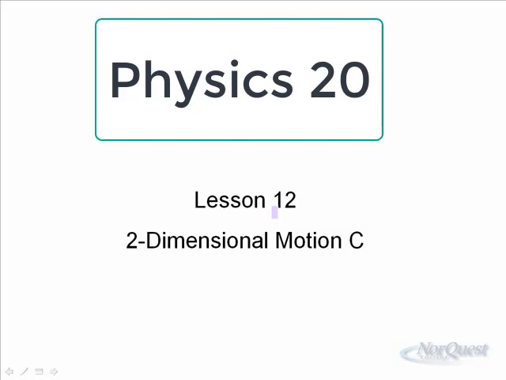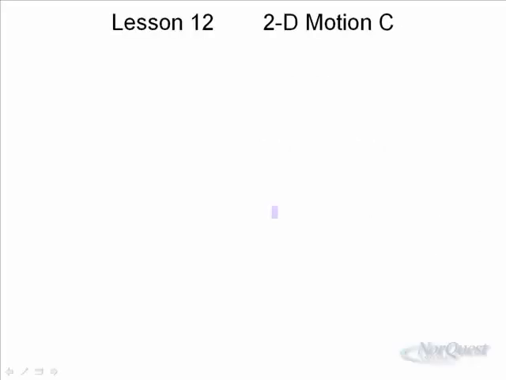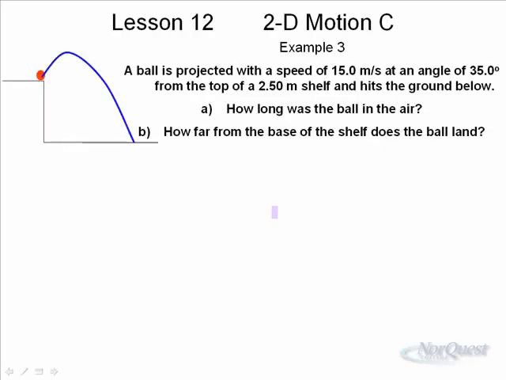Lesson 12, your last two-dimensional motion example. In this example, which is a difficult one, a ball is projected with a speed of 15 meters per second at an angle of 35 degrees. That means that it's not moving horizontally only, but also moving vertically. So we need to, of course, break that down into its two components.